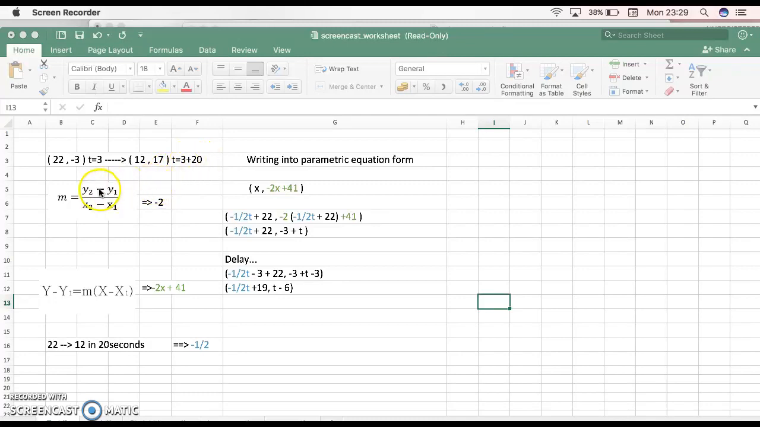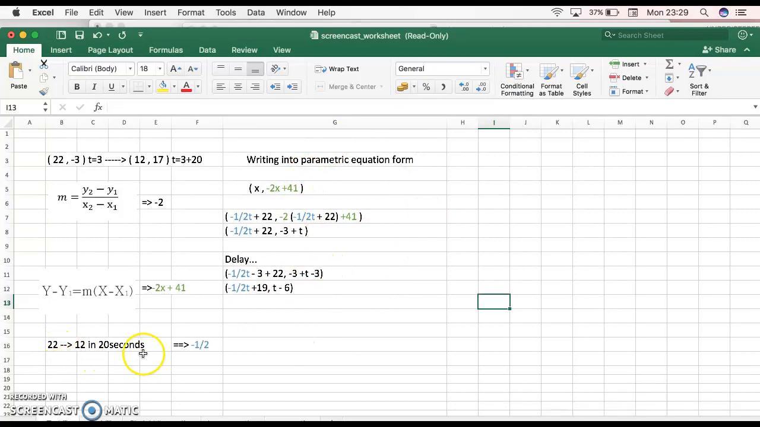For the first thing we needed to do, we needed to get the slope, which ended up to be minus 2 when we plugged it into the formula. Then after that, we had to get the equation. So we plugged this value here into the slope value here, which then in turn we got this value, which was the equation of the line in terms of y.